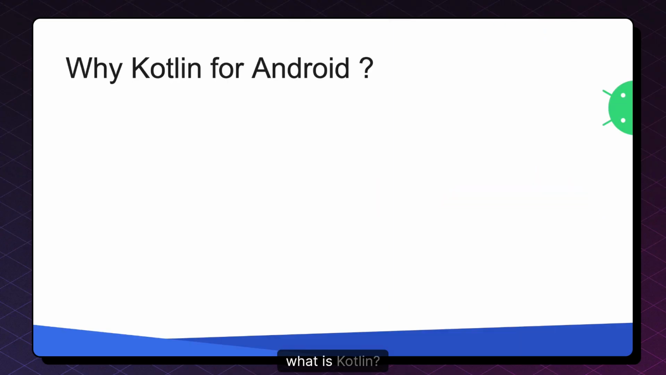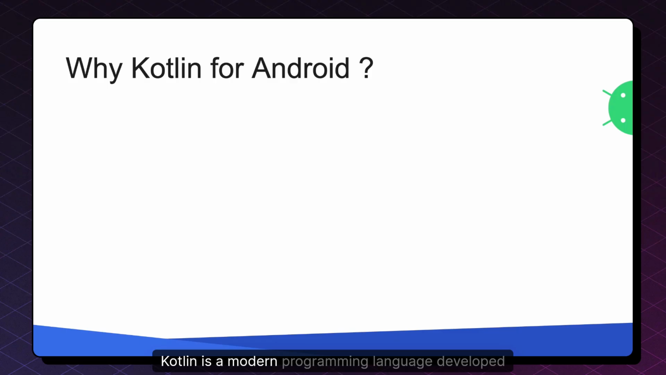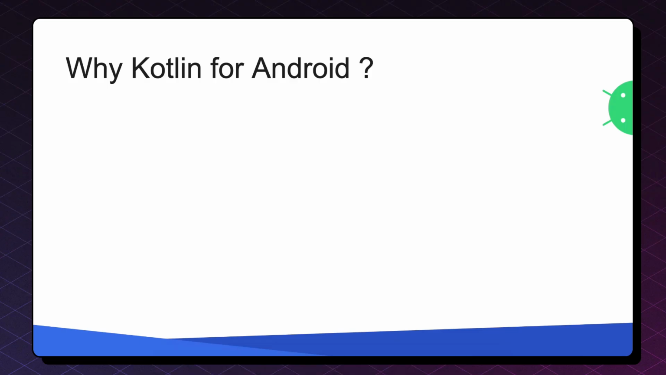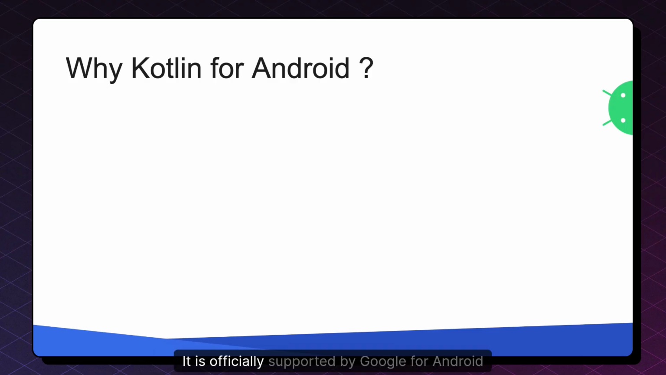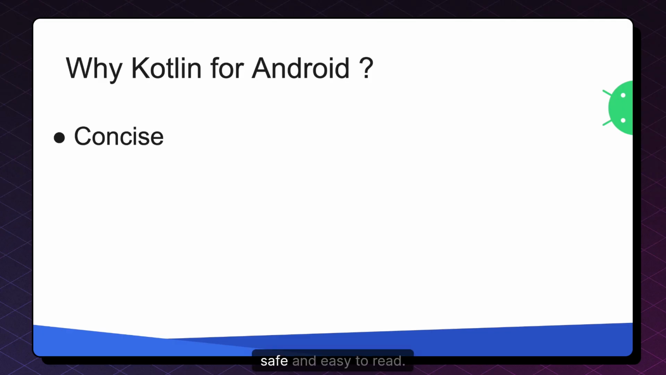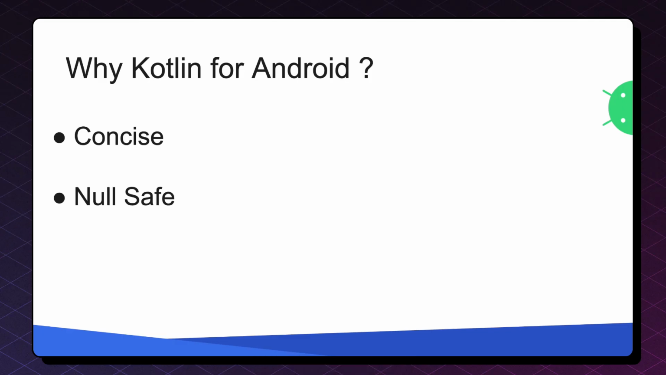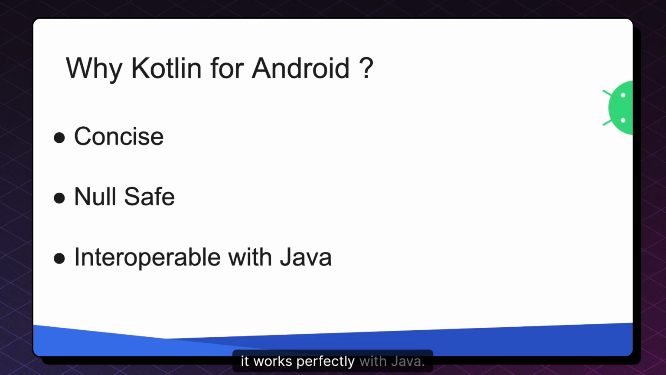So, first, what is Kotlin? Kotlin is a modern programming language developed by JetBrains. It is officially supported by Google for Android development. Kotlin is designed to be concise, safe, and easy to read. And the best part is it works perfectly with Java. You can use Kotlin and Java together in the same Android project.